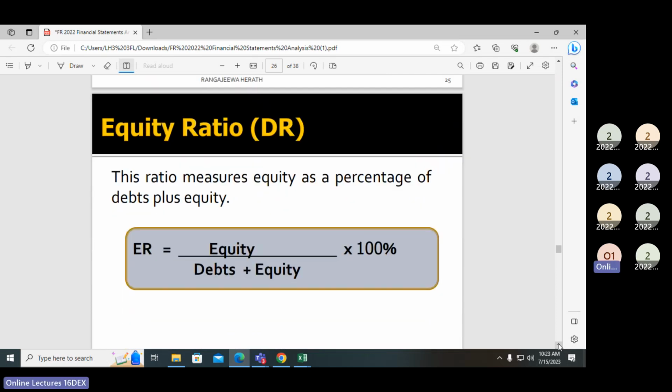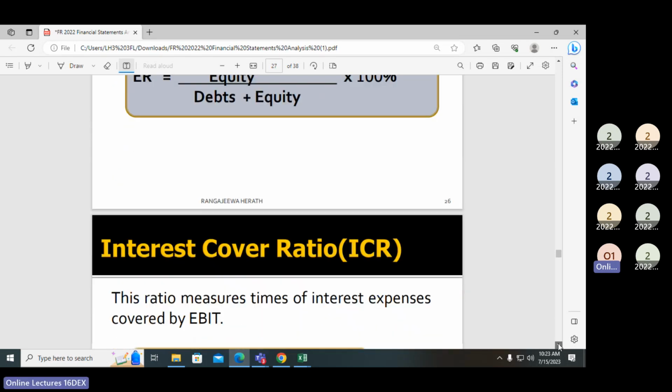Then the equity ratio is the opposite of the debt ratio. The debt ratio is debt divided by debt plus equity; here it is equity divided by debt plus equity. That's why I told you that if the debt ratio is 20%, the equity ratio is 80%. If the debt ratio is 30%, the equity ratio is 70%. Then for the interpretation purpose, you need the interest cover.